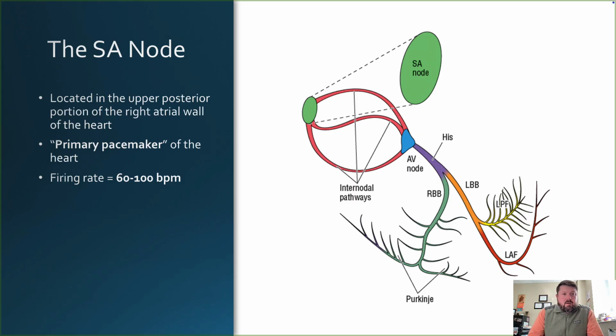So the SA node is located in the upper posterior portion of the right atrial wall of the heart, and it is the site of the initial impulse formation in a healthy heart. The primary pacemaker of the heart, and it fires at 60 to 100 beats per minute.